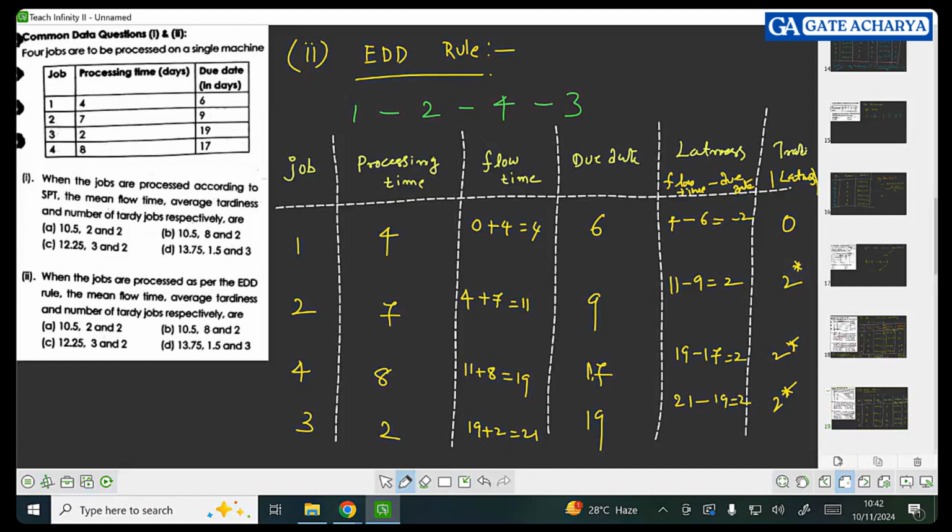Next, similarly here, what do they ask you to calculate? They ask you to calculate mean flow time, average tardiness, and number of tardy jobs. Number of tardy jobs is 3, the positive values of tardiness. Next, F bar, you find that F bar. F bar, flow time, is equal to 4 plus 11 plus 19 plus 21 divided by 4. It is going to be 13.75, right? 13.75. Next, average tardiness. So it is 0 plus 2 plus 2 plus 2 by 4. It is going to be 6 by 4, so you are going to get 1.5.